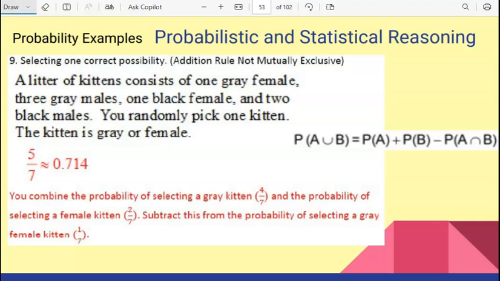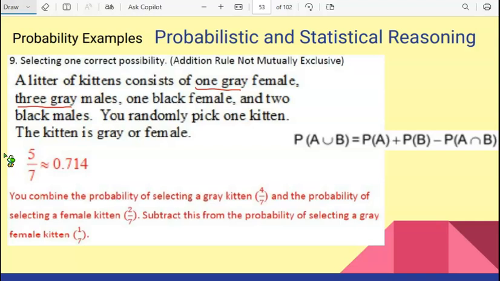This one is addition rule, not mutually exclusive. A litter of kittens consists of 1 gray female, 3 gray males, 1 black female, and 2 black males. You randomly pick 1 kitten. What's the probability of the kitten being gray or female? First you want to find the probability of selecting a gray kitten. There's 3 grays right here and 1 gray right here. So that's 4 over 7 total kittens.